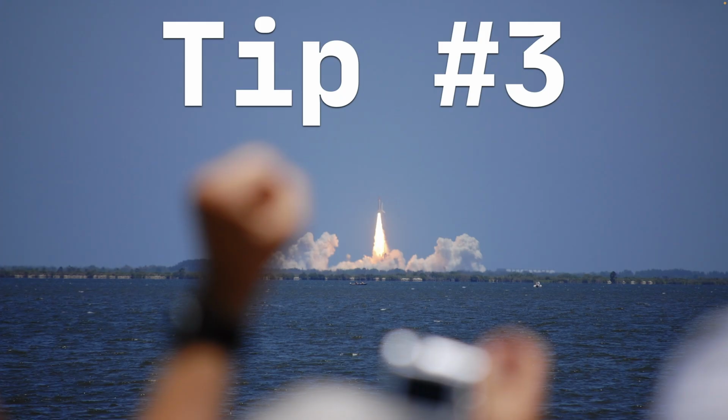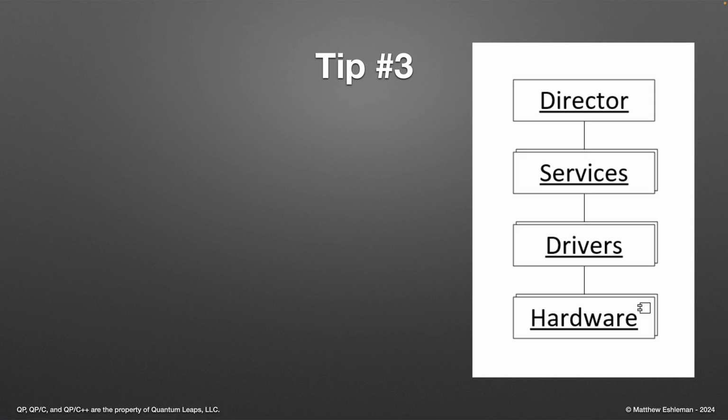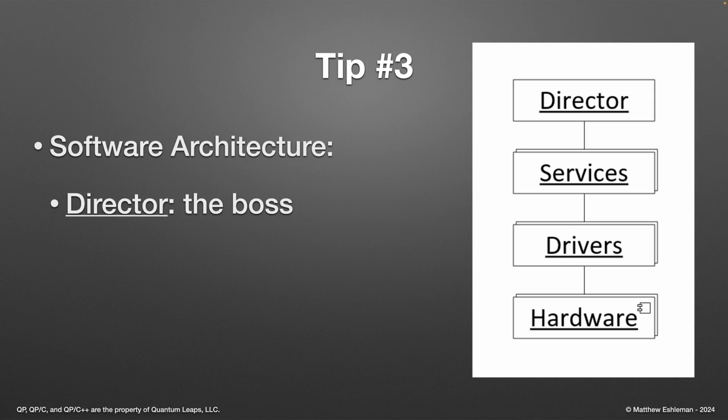Tip number 3. Number 3 already. Tip number 3, let's follow a basic software architecture, or at least consider this as you are coming up with and designing your first QP firmware, and trying to understand what we mean by active objects and how we should treat them. So here's what I would recommend. We're just going to typically end up with a 3-layer architecture.